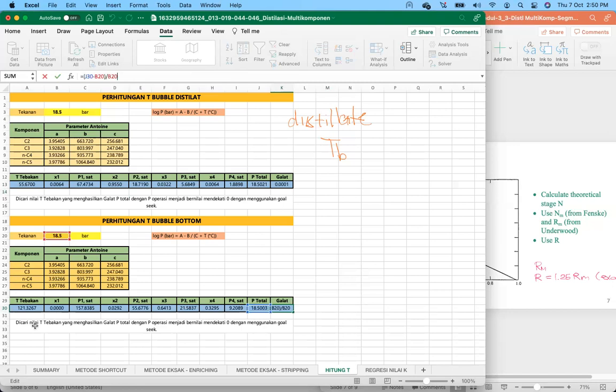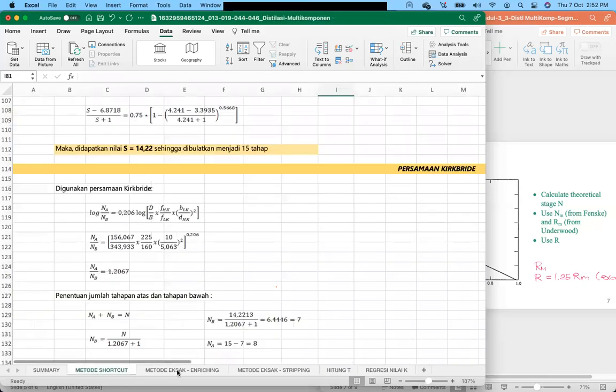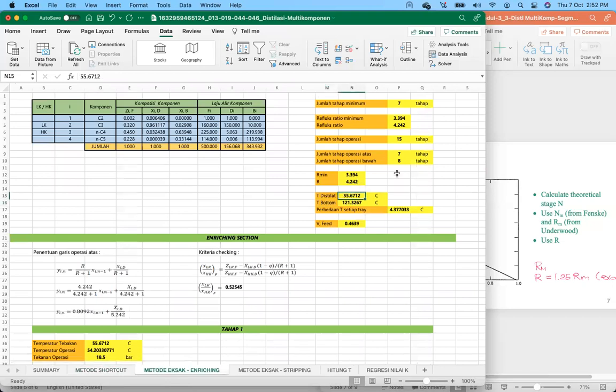Okay, so find the guess value that makes the total error with the P operation equal to 0, using Goldfish. Okay, so once you get that one, then you can put the distillate and also the bottom, based on your calculation. Okay, so here we have distillate and the bottom, and we have 15 stages.